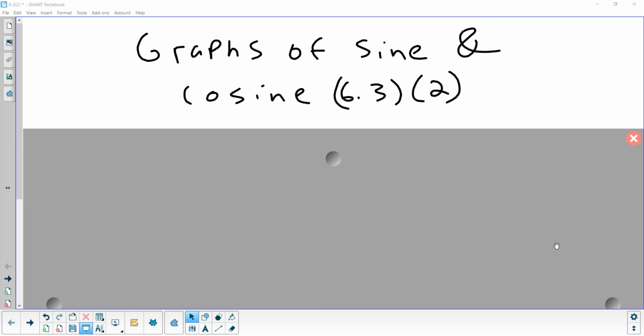Okay, so we're going to continue looking at section 6.3. And today we're going to look at the next two transformations. Okay, these are going to be the stretches or compression.